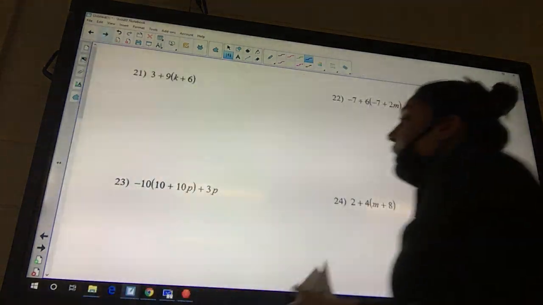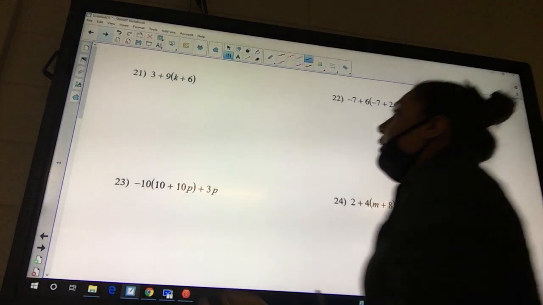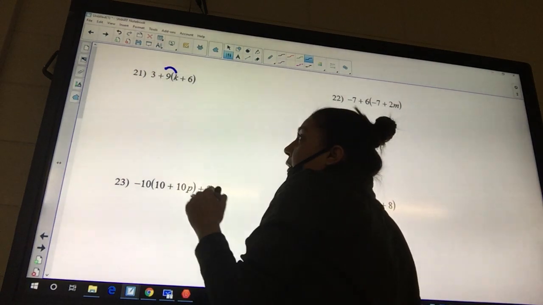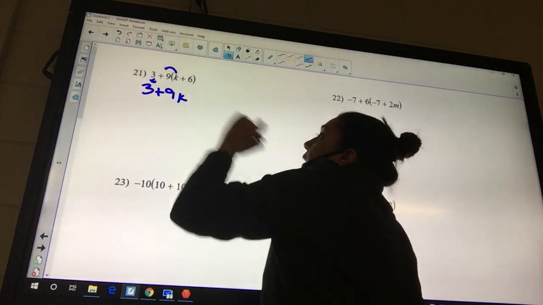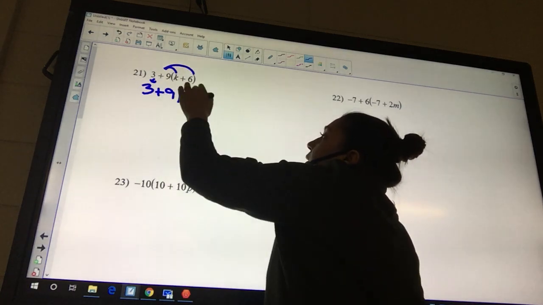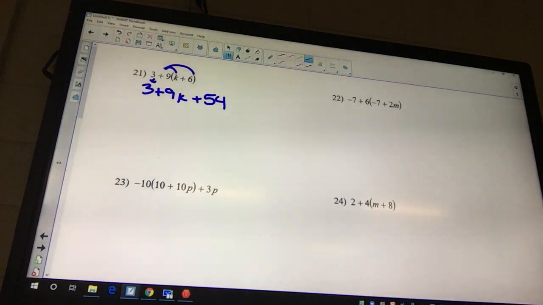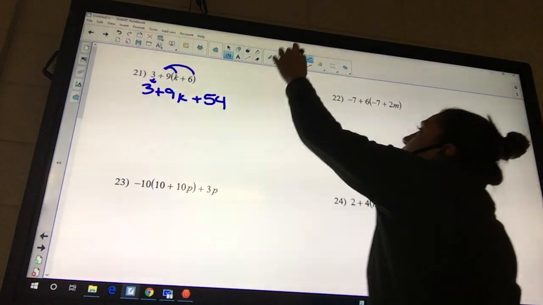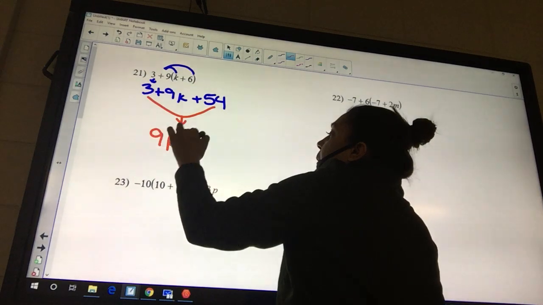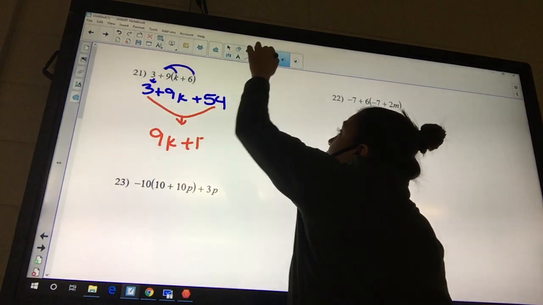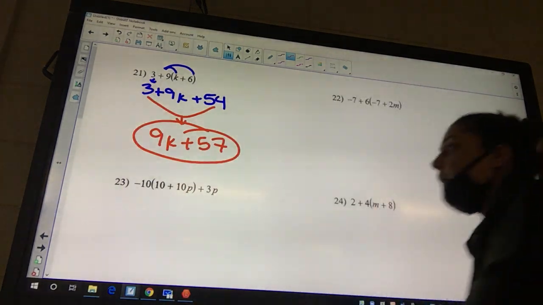Okay, look at the next one. Same thing. It says distribute and then combine. So you always got to distribute the parenthesis part first. So 9 times k, 9k, and then we still got this 3. So we're going to say 3, drop it down. Okay, 9 times 6, 54. Okay, it says distribute and then combine like terms. What can be combined? 3 and 54 to give me what? 57. So I'm going to have 9k plus 57. Good.